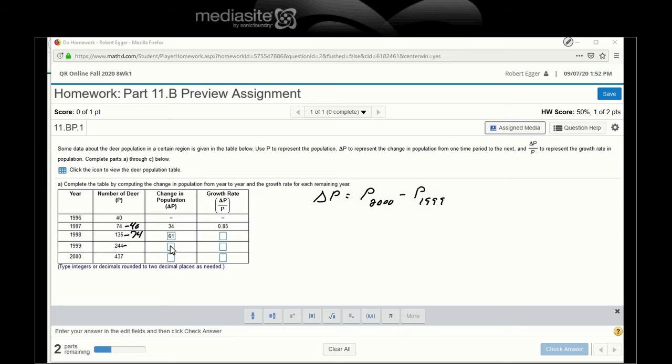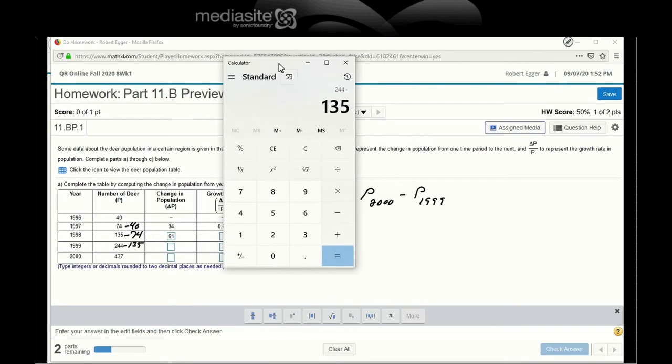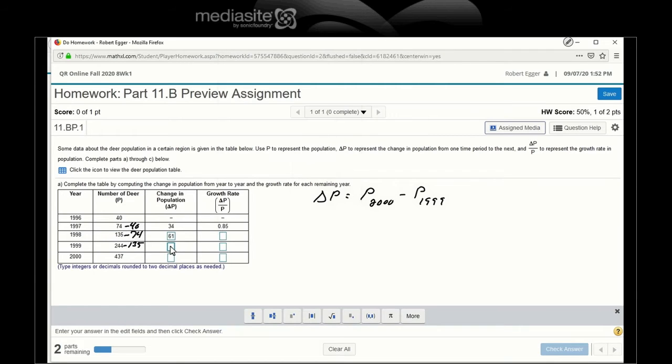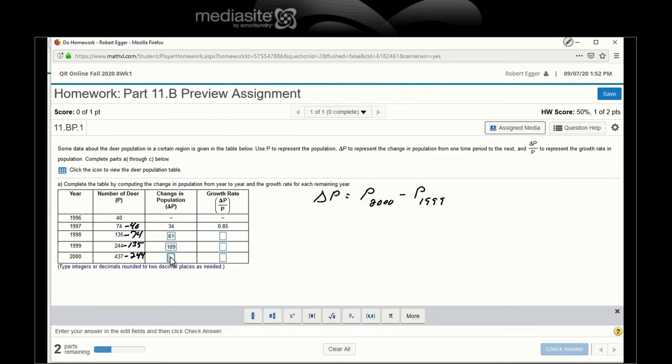And 244 minus 135 is 109. Then 437 minus 244 is 193. Okay.